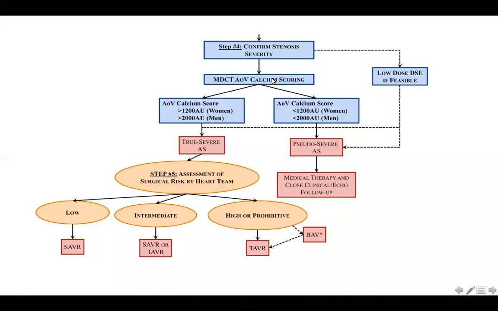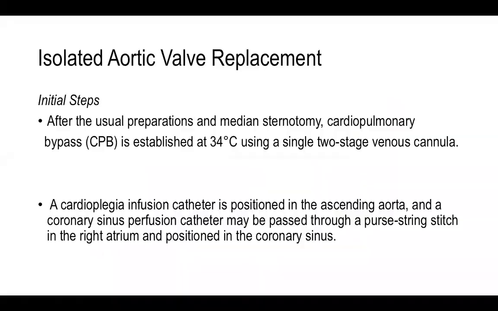So you will do the calcium scoring. If it is more than 2,000, that's true severe. If less than 2,000, pseudo-severe, so treat medically. Or in case of true severe, go to the guidelines. Is it low, intermediate or high risk? And this is just a comment about the low flow, low gradient. So we'll talk about isolated aortic valve replacement.